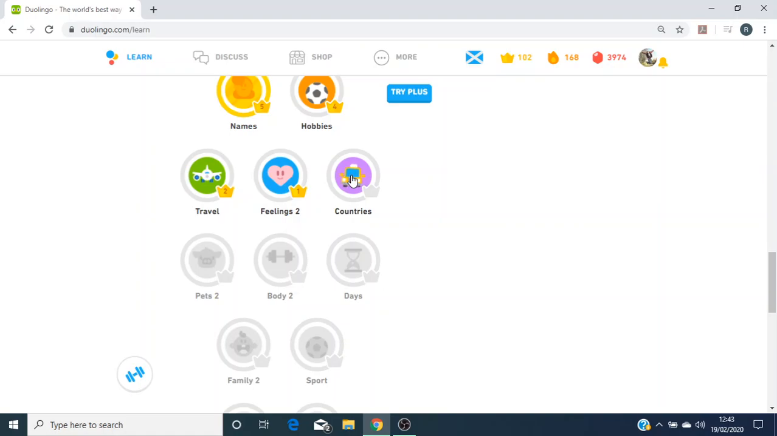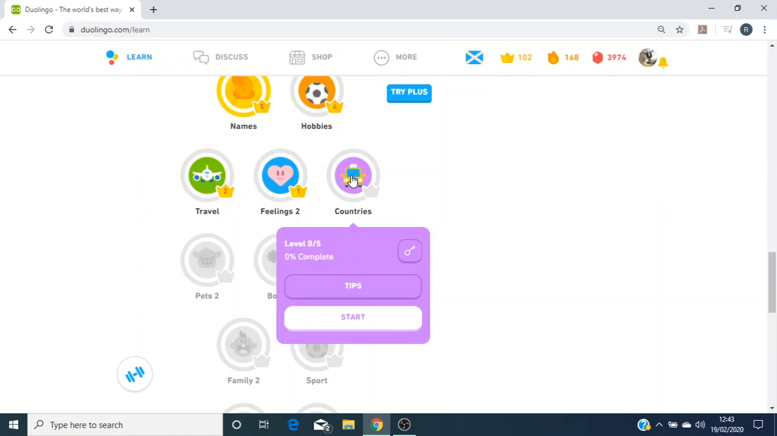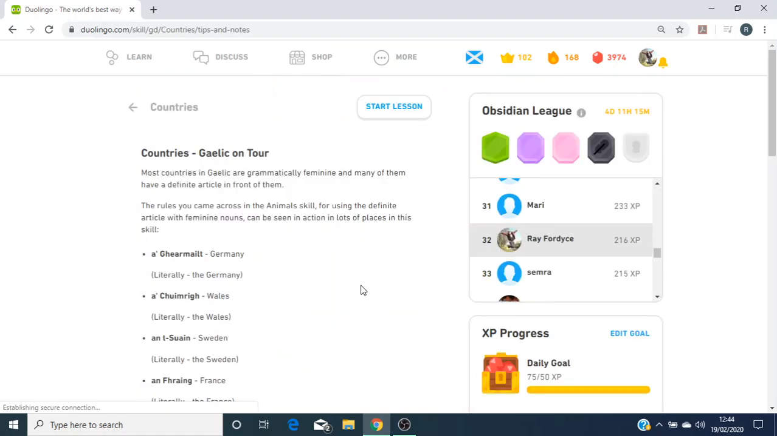So for this video we're going to talk about countries. So let's take a look at the tips in countries. So countries, Gaelic on tour. Most countries in Gaelic are grammatically feminine and many of them have a definite article in front of them. The rules you came across in the animal skill for using the definite article with feminine nouns can be seen in action in a lot of places in this skill.